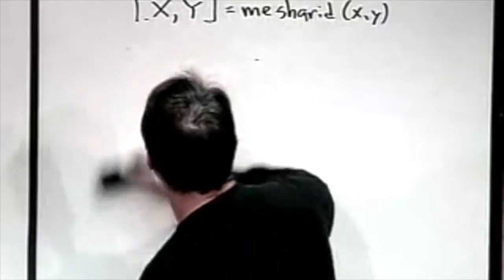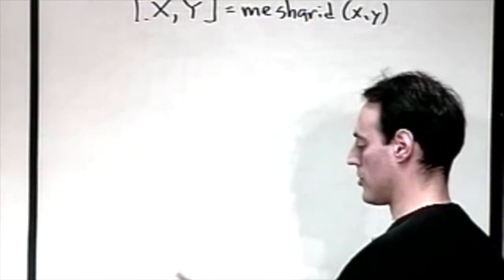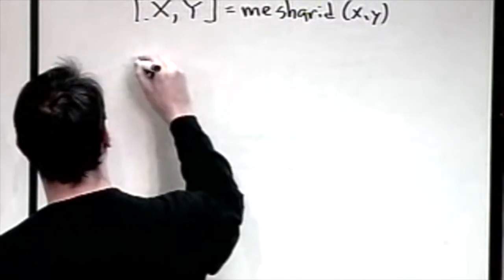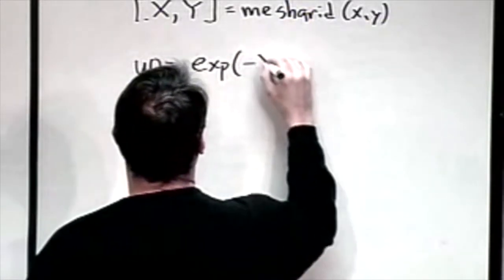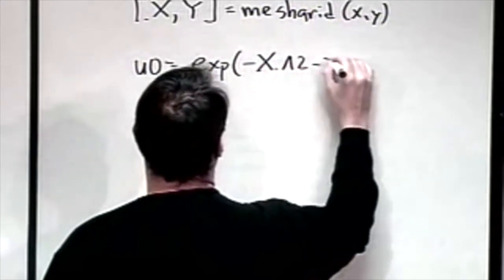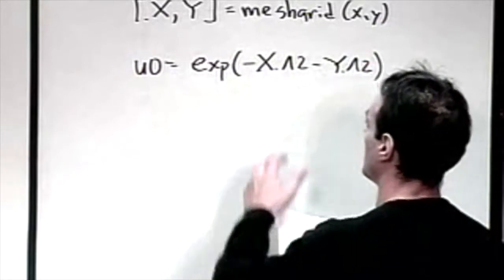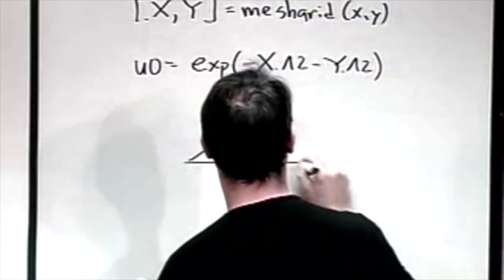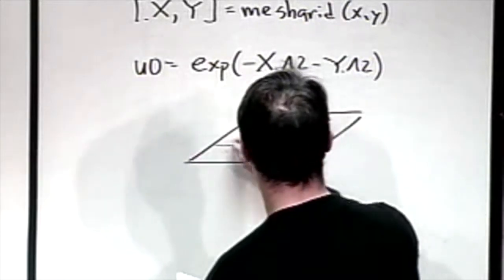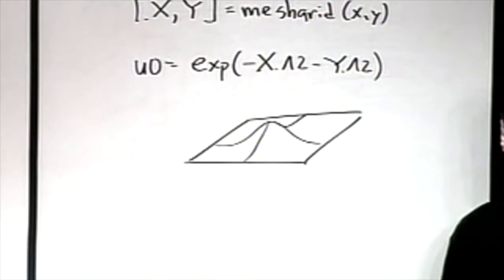So once you do that, now you can define some initial condition. You could say my initial data is equal to capital X squared minus capital Y squared. And what this now does is it creates an initial condition that looks like a Gaussian sitting in there. Okay?